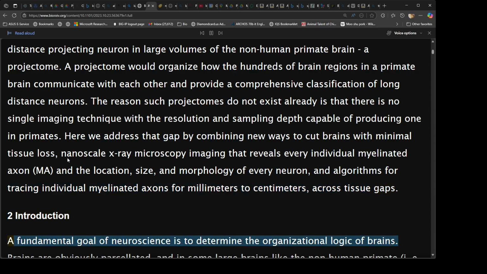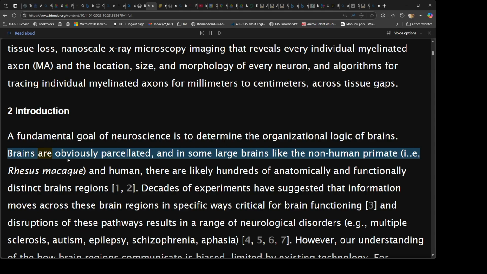2. Introduction. A fundamental goal of neuroscience is to determine the organizational logic of brains. Brains are obviously parcellated, and in some large brains like the non-human primate, i.e. rhesus macaque, and human, there are likely hundreds of anatomically and functionally distinct brain regions. 1, 2. Decades of experiments have suggested that information moves across these brain regions in specific ways critical for brain functioning. 3. And disruptions of these pathways result in a range of neurological disorders, e.g., multiple sclerosis, autism, epilepsy, schizophrenia, aphasia. 4, 5, 6, 7.